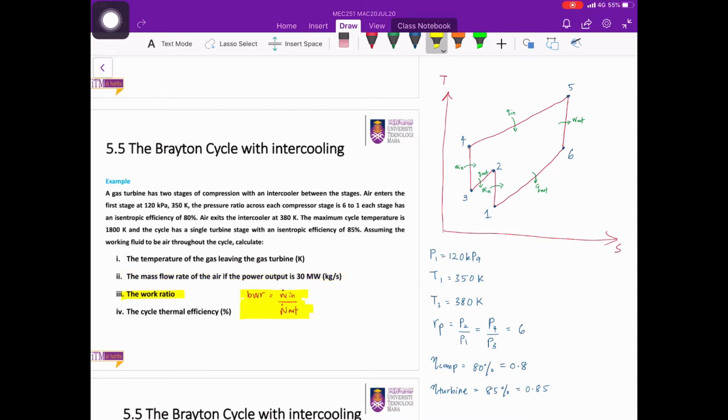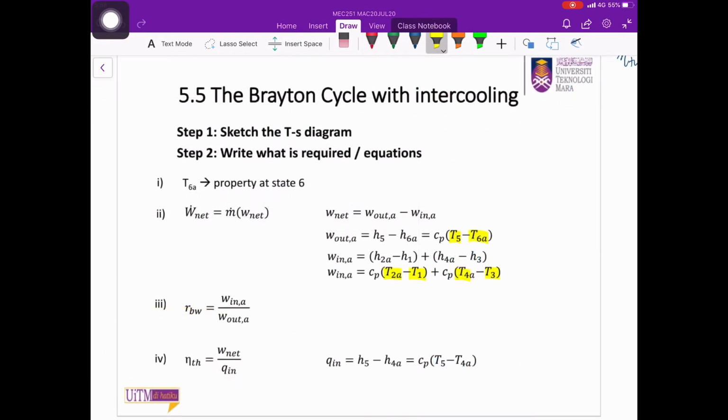For the work ratio, we can determine by using the back work ratio formula, which is power input divided by power output. And lastly, for the cycle thermal efficiency, we can determine by using the formula of power net out divided by heat transfer rate in. If we look at the list of equations to determine the required items requested by the question, we need to find the temperature at state 1, state 2, state 3, state 4, state 5, and state 6.